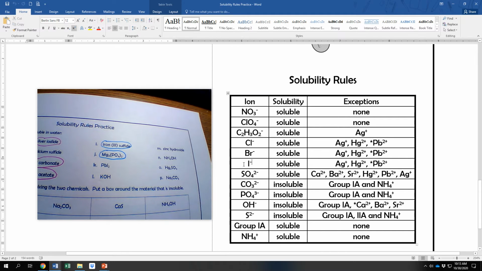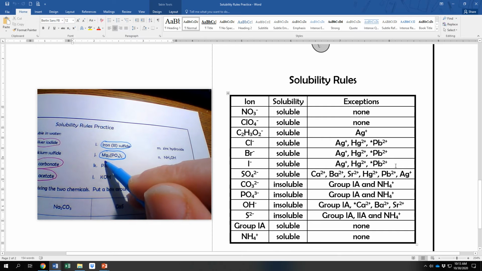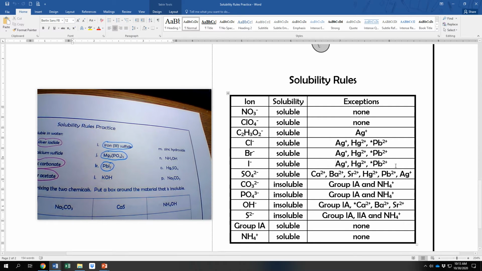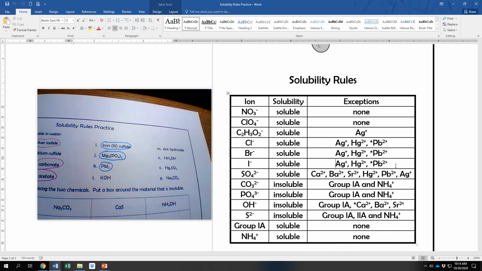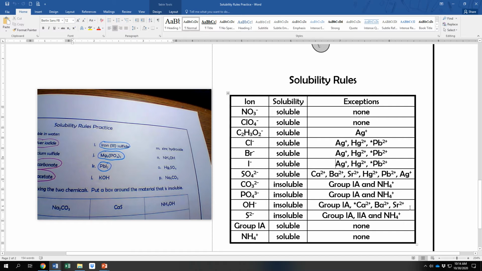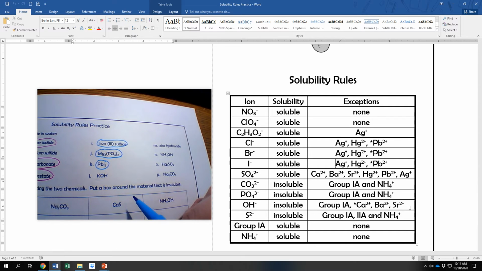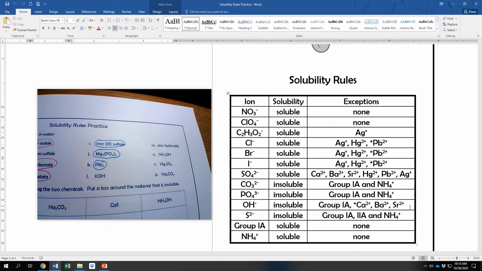PbI2, well, we find where I is, and it says soluble, except silver, mercury, lead. So that is insoluble. Letter L, KOH. We find OH. It says insoluble except for group 1, calcium, barium, and strontium. Well, potassium is in group 1, so that is soluble. So we will not circle it.